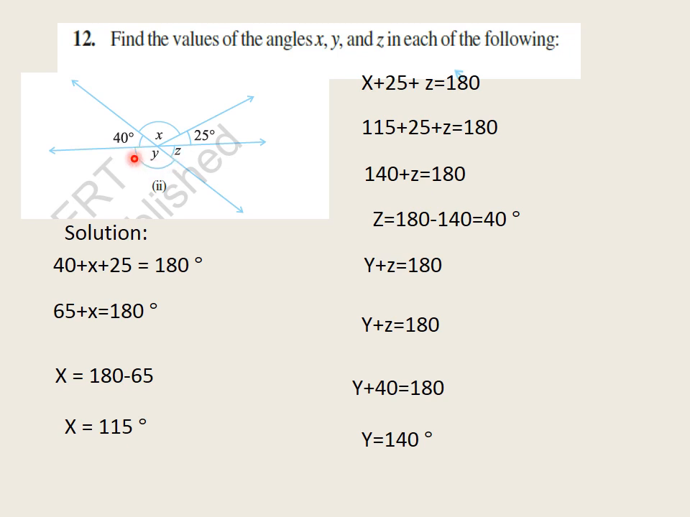So y, how do you find out? Y plus z is equal to 180 degrees again, because they are forming a straight line. We have got z value 40 degrees, so instead of z you put 40 degrees. Y plus 40 is equal to 180 degrees. So y is equal to 180 minus 40, which is equal to 140. Y value is 140 degrees. Plus 40, if it goes to the right side, it becomes minus 40. So y value is 140 degrees. Okay.